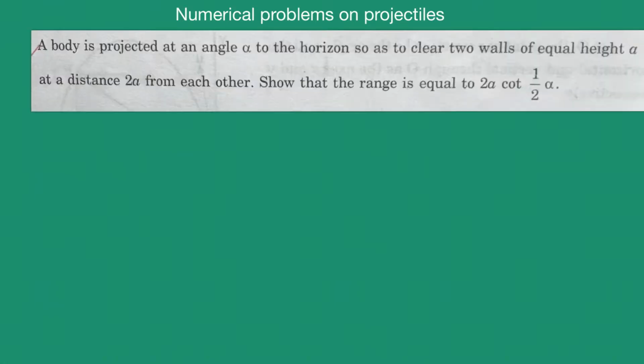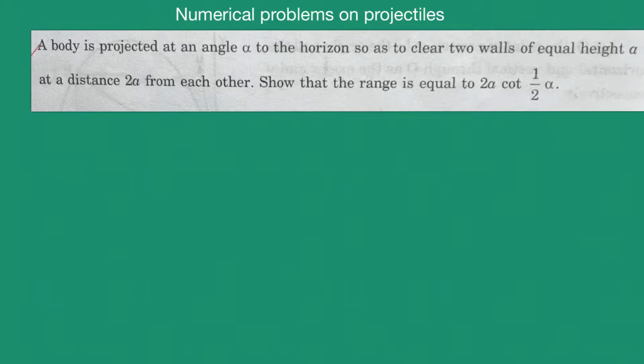The problem is given by: a body is projected at an angle alpha to the horizon so as to clear two walls of equal height a at a distance 2a from each other. Show that the range is equal to 2a cot alpha by 2. So we have to prove that that is the range.